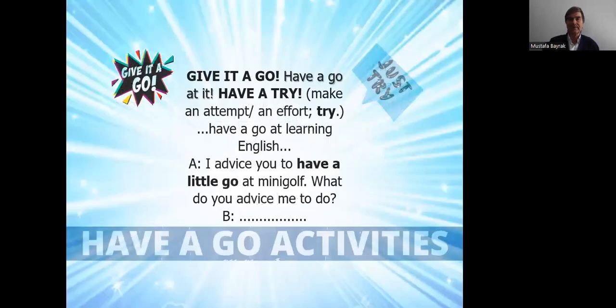Now, give it a go. These are really practical expressions. Give it a go. Have a go at it. Have a try. Make an attempt. Make an effort. Try it. Do it. Okay, have a go.